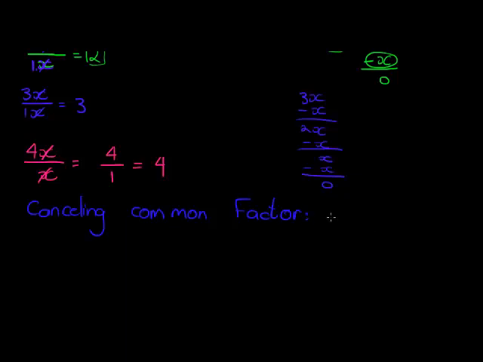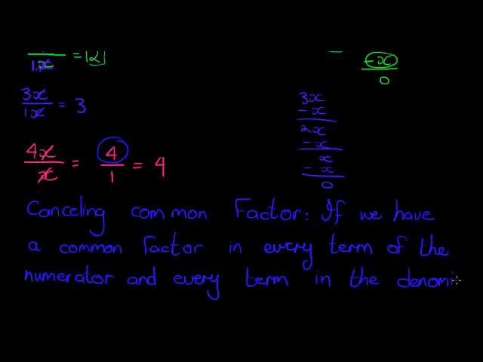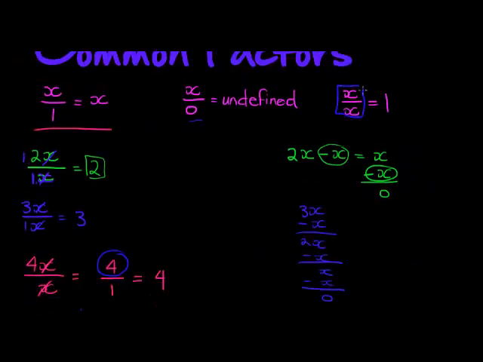And this is what it means. If we have a common factor in every term, this is very important, in every term of the numerator, that is what we call the top part, and every term in the denominator, they may be cancelled. And they're not really cancelled out, but in fact they divide into each other to give me 1.